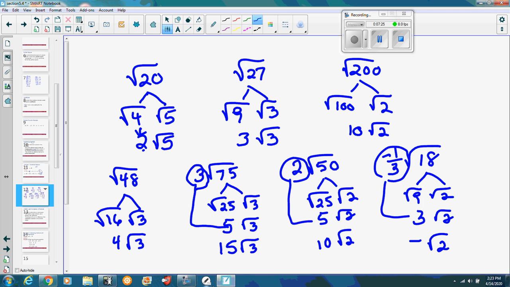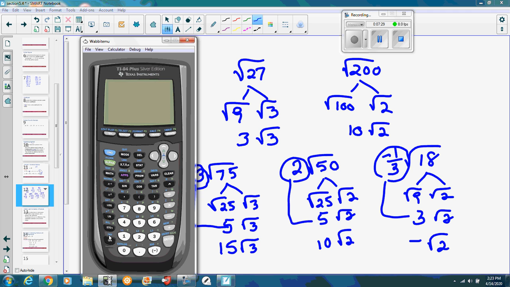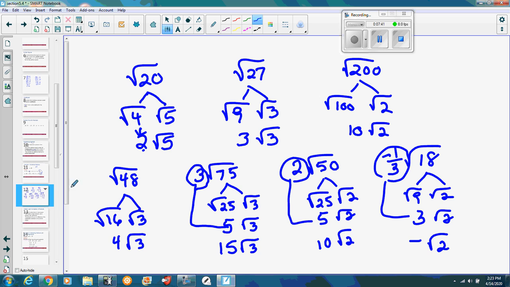So again, that's not something you could do in your calculator, because if I put radical 20 in my calculator, it's not a perfect square, it's an irrational number, and so it's not something that you can do in your calculator. You have to know how to simplify it.